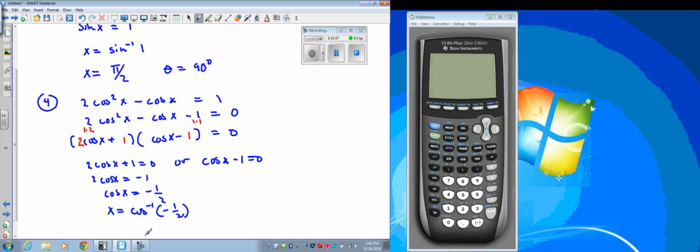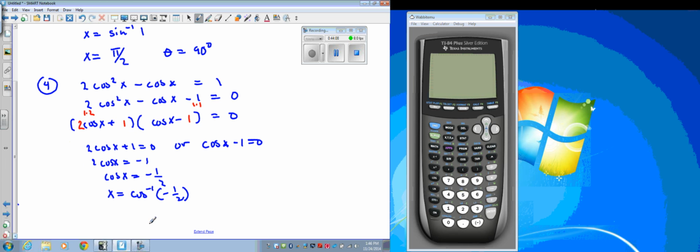Or you want to say, in the range of the cosine is defined between 0 and pi, where is cosine negative 1/2? Okay, but you know it's got to be radian. Okay, so it's 2 pi over 3. If you asked if that were theta, then it would be 120 degrees.